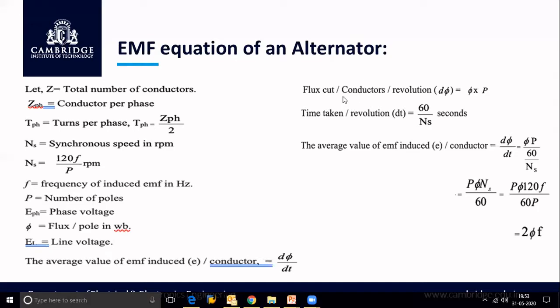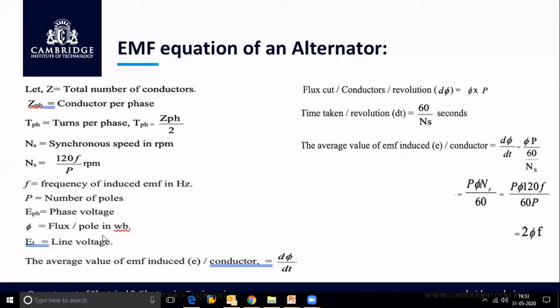Now we know that the flux cut per conductor per revolution, which is nothing but d phi, is given by phi into P. Because we have defined phi as the flux per pole, and how many poles will there be? There will be P number of poles. So what is the total flux cut by the conductor in one revolution? It is given as P into phi. Therefore we know that d phi is equal to P into phi.